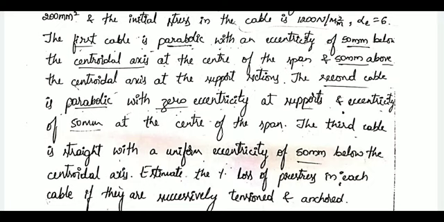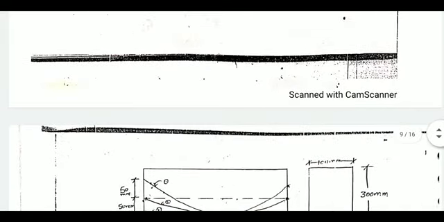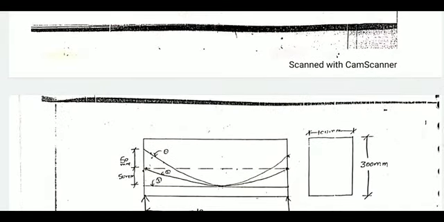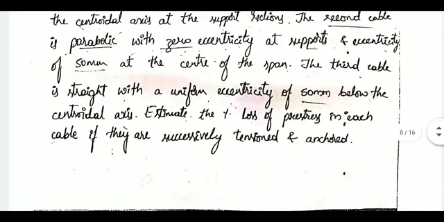That is, if you consider mid span, there we have eccentricity of 50 mm below the centroidal axis and 50 mm above the centroidal axis at the support sections. So if you consider support, there we have 50 mm above the centroidal axis. So we have eccentricity at the support of 50 mm and at the mid span of 50 mm for first cable. Then come to second cable.